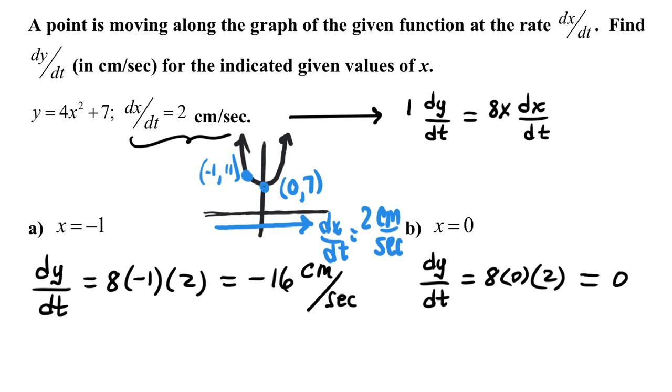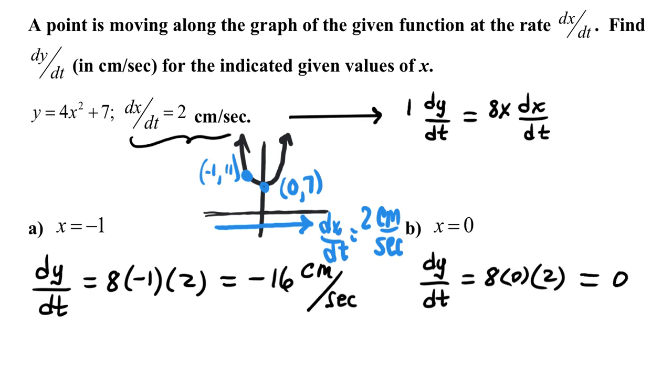Okay, so what we need to do now is actually just take the derivative of this thing. Here's our equation, y equals 4x squared plus 7. Derivative of y is 1 dy dt. The derivative of 4x squared is 8x dx dt. And the derivative of 7 is 0. Notice, as these points move in the x direction, they also move in a y direction, and that's why we're finding dy dt.